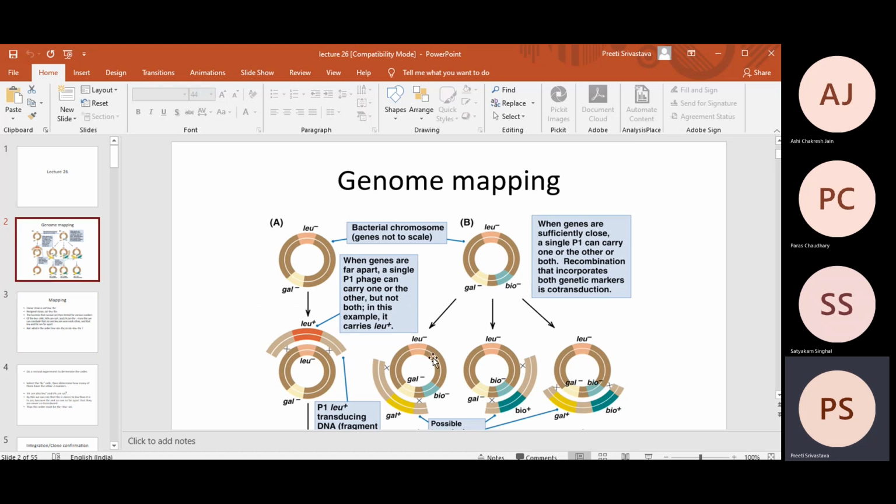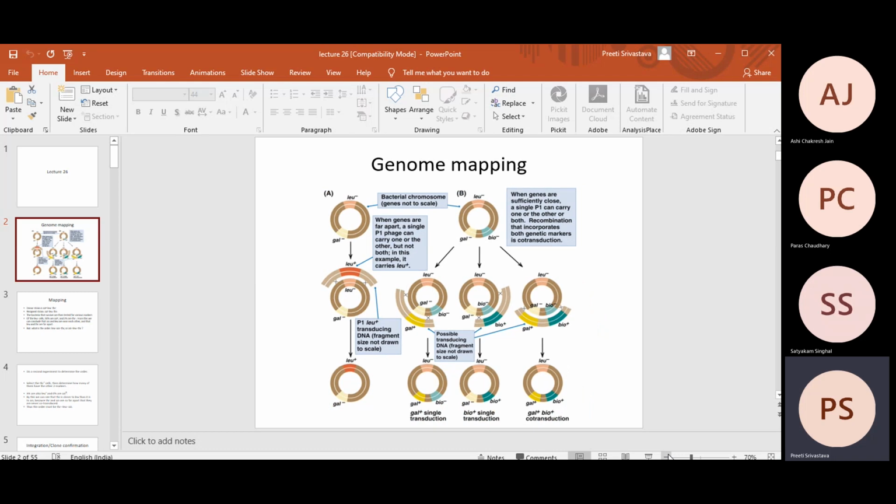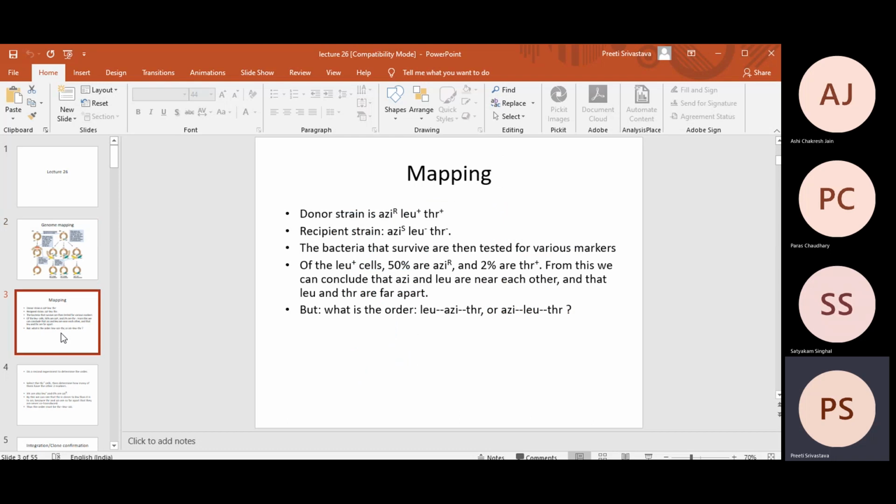Right? Now, this was only an example to show you that you can have single transduction or co-transduction. Co-transduction means two or more markers, 2, 3 or 4 markers, can be transferred together if they are present in close proximity. And that proximity roughly spans the distance of about 100 kb, because 100 kb is the length of the genome of P1. Now let us try solving a problem to see how this works.